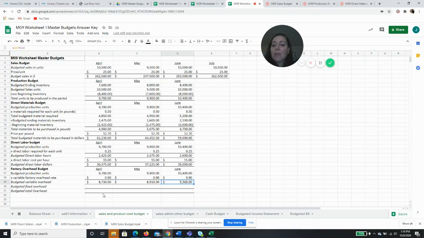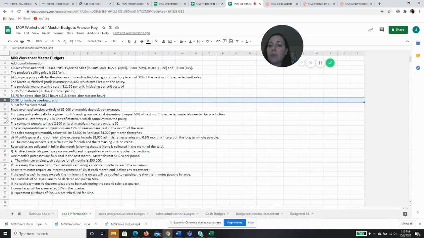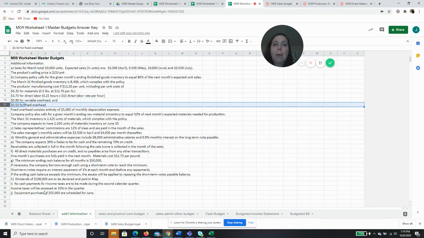Then we have our budgeted fixed overhead. Now this one's a little tricky, so take some notes on this. When I go to my additional information, it tells me it's 50 cents per unit for fixed overhead. But remember, our fixed overhead costs are fixed. So if I produce 0 units and I use this rate, then you would think my fixed overhead cost would be 0. And we know that's not true, because those costs are fixed regardless of how many units we decide to produce.